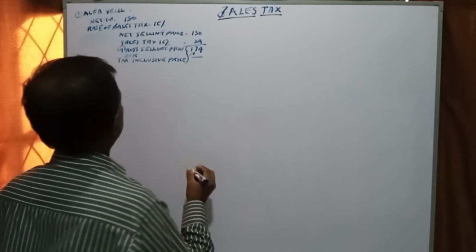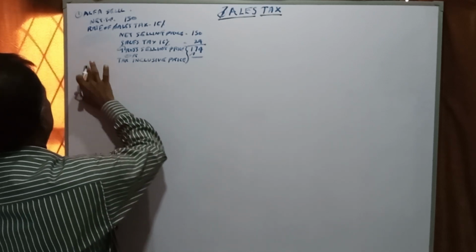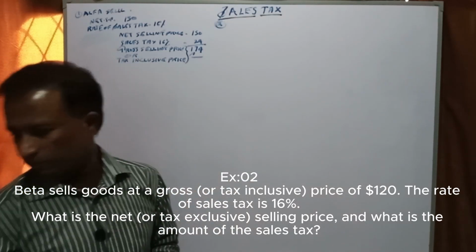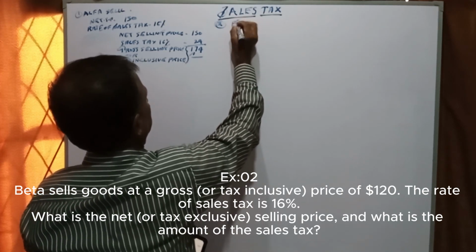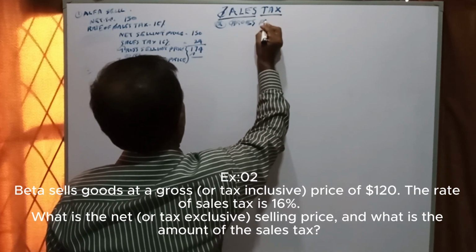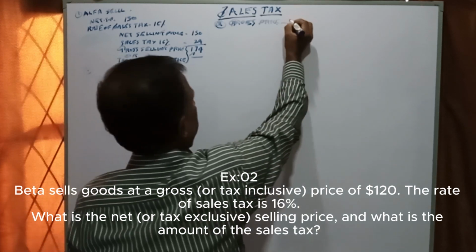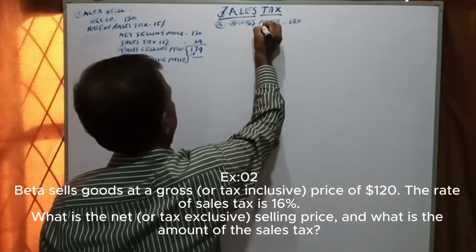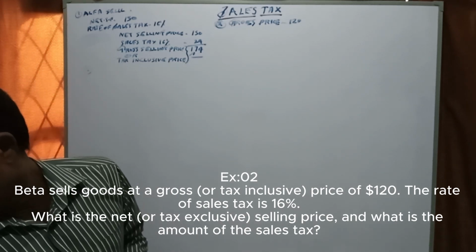Example number 2 says Beta sells goods at a gross price of 120. Gross price means tax inclusive price.